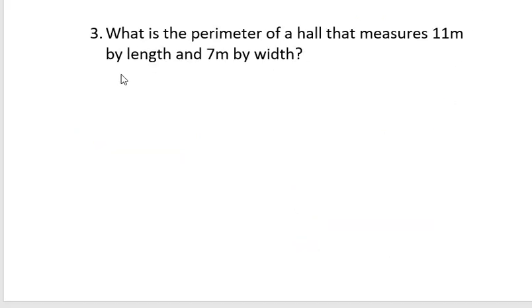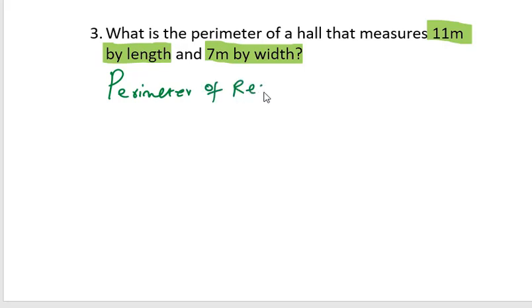Question number 3, this is more like a word problem. What is the perimeter of a hall that measures 11 meter by length and 7 meter by width? Okay, what do we need to do? We just need to put down our formula and we'll solve this. So perimeter of rectangle is equal to, so let's do that. You put down your formula first, that's the first step.